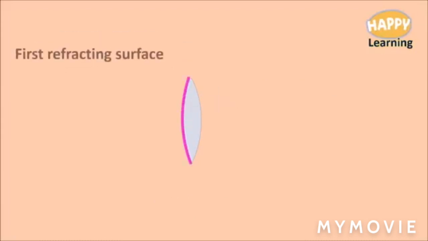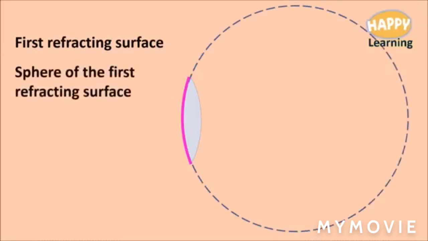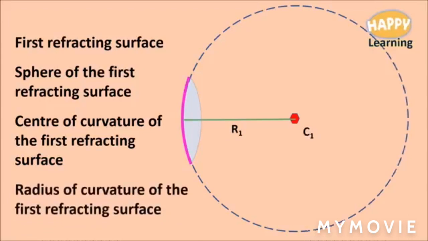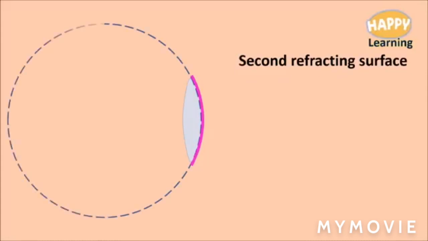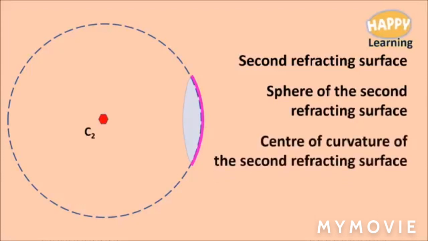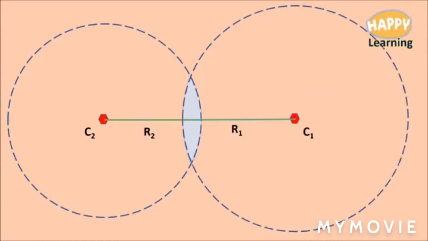The first refracting surface of the lens, the sphere of the first refracting surface, center of curvature of the first refracting surface, radius of curvature of the first refracting surface. This is the second refracting surface, the sphere of the second refracting surface, center of curvature of the second refracting surface, and this one is the radius of curvature of the second refracting surface. This line passing through C1 and C2 is the principal axis.